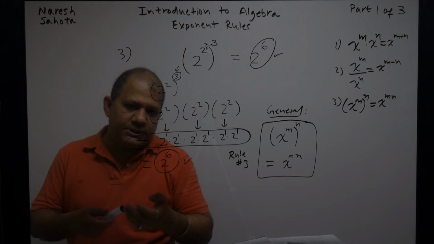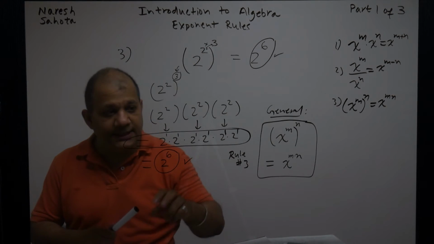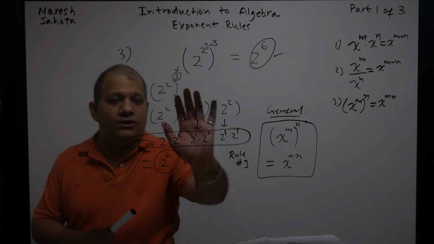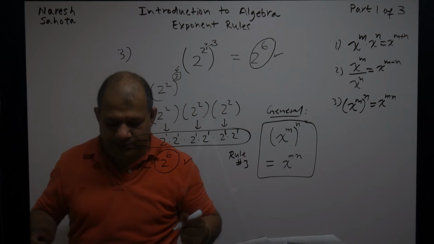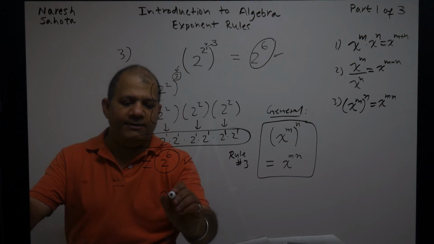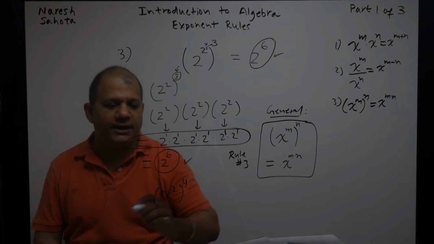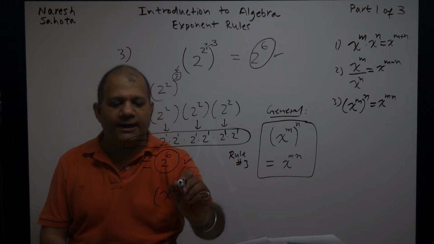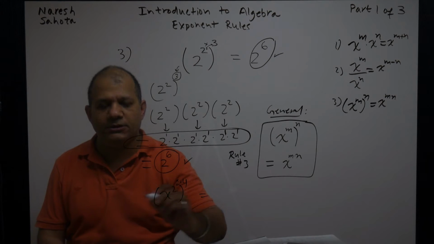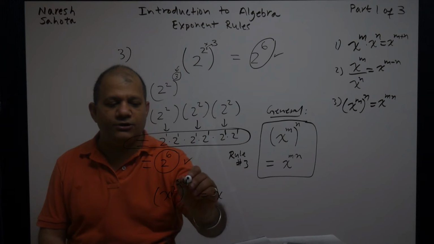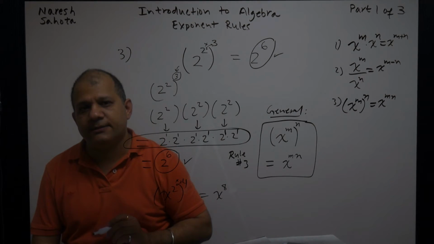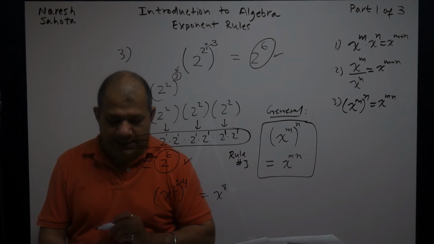So now we're going to do some practice. Actually, let's practice rule number 3. So 1 or 2 examples. So what if I am given x squared raised to the exponent 4, right? So this will equal, all I have to do is multiply these exponents. So x to the 2 times 4, that's 8. So that's x to the 8.